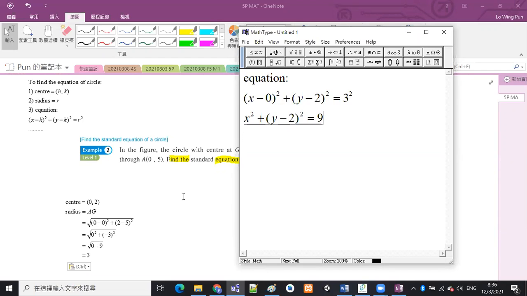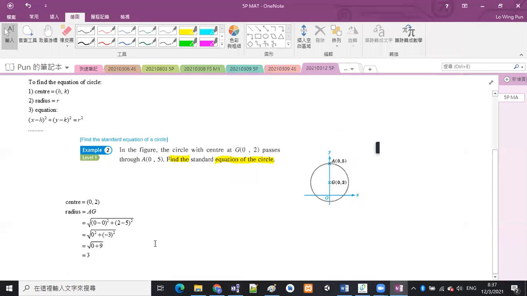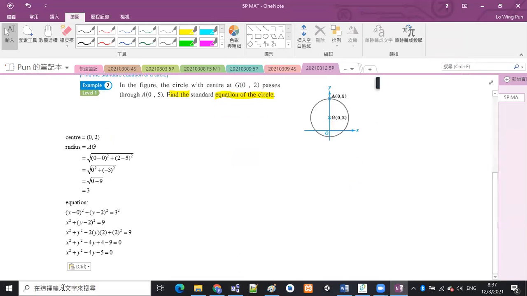And then we will expand all the brackets. So x squared plus y squared minus 4y plus 2 squared is equal to 9. And then we have x squared plus y squared minus 4y plus 4 minus 9 equals 0. And then x squared plus y squared minus 4y minus 5 equals 0. And that is the equation of the circle. And that is the answer to this question.